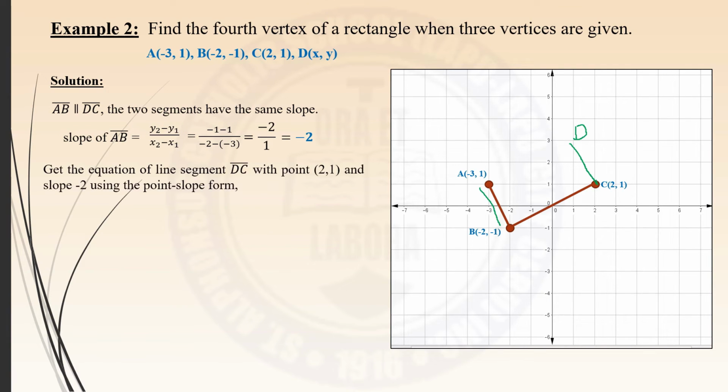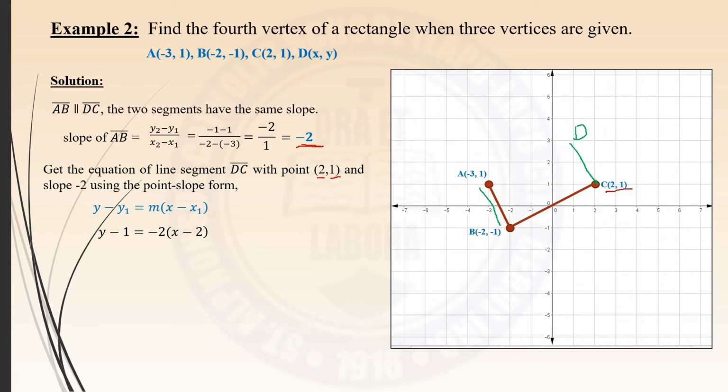After that, get the equation of line segment DC with point 2 and 1 and the slope negative 2 using the point slope form. And the point slope form is y minus y sub 1 is equal to m times x minus x sub 1. So we are going to substitute the variables y sub 1, m, and x sub 1. For y sub 1, it is equal to 1. For x sub 1, it is equal to 2. And for m, or the slope, it is equal to negative 2. So our equation will become y minus 1 is equal to negative 2 times the quantity of x minus 2.